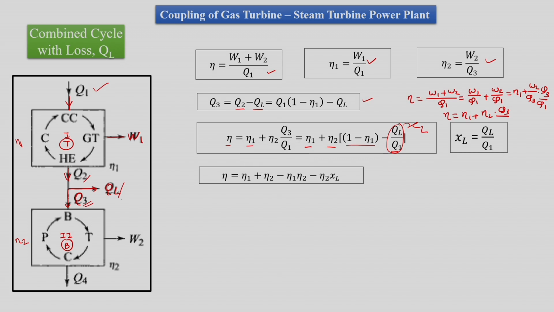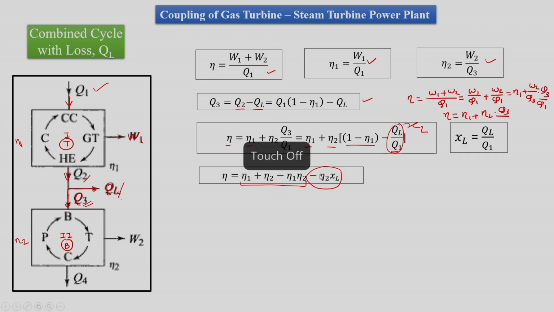Having known this, we can write down the expression as eta is equal to eta 1 plus eta 2 minus eta 1 eta 2 minus eta 2 XL. So this comes as an extra term with loss. This term is giving us the efficiency without loss, and this efficiency gets subtracted due to loss.